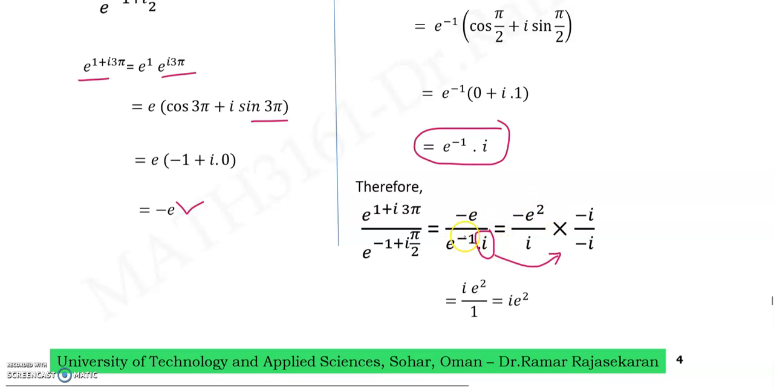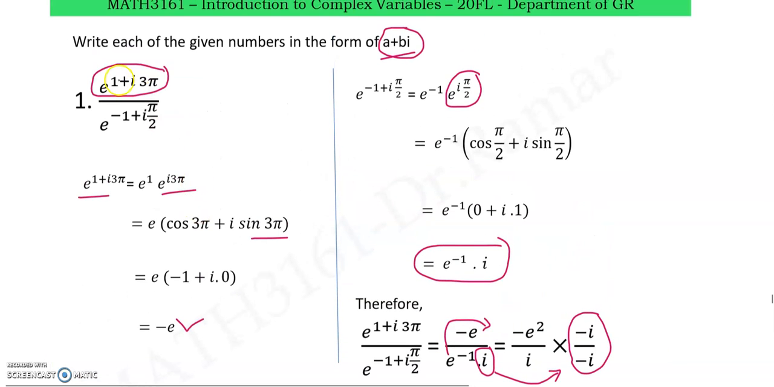Now e to the power minus 1 in the denominator will come here, then multiply with this, so that minus e squared divided by this i here. Then this is the conjugate of this i, so that I can multiply in the numerator and denominator, so that you will get the final answer i e squared by 1. Okay, now the final answer is i e squared. So this is the simplification of this one.